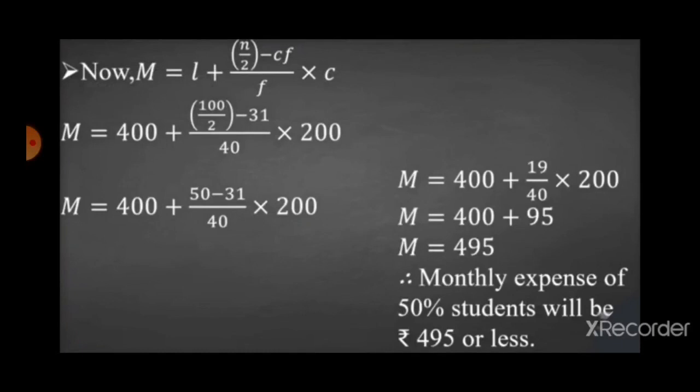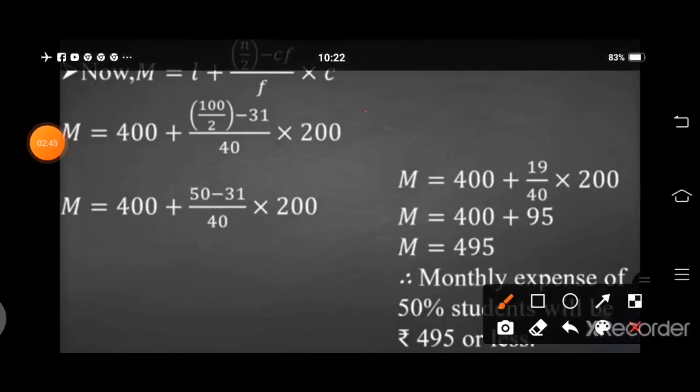Formula: m equals L plus (n upon 2 minus CF) upon F into C. Now L equals 400, n upon 2 is given, CF is 31, F is 40, class length is 200. Now solve this. 400, 100 divided by 250 minus 31, we will write down as it is, 40, 200. Now m equals 400, 50 minus 31 is 19, divided by 40 into 200.